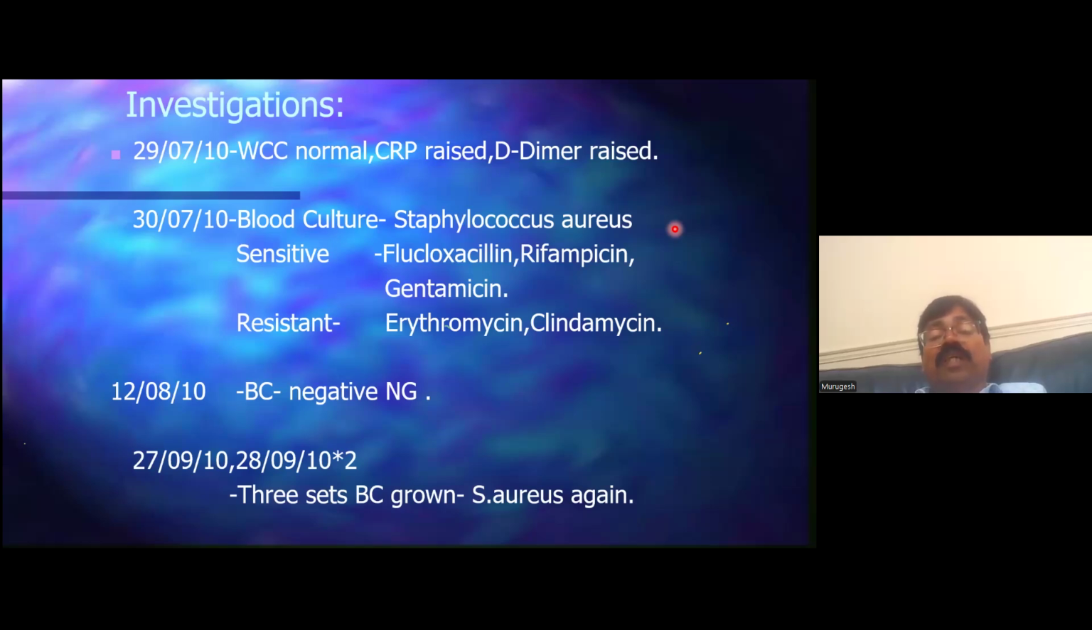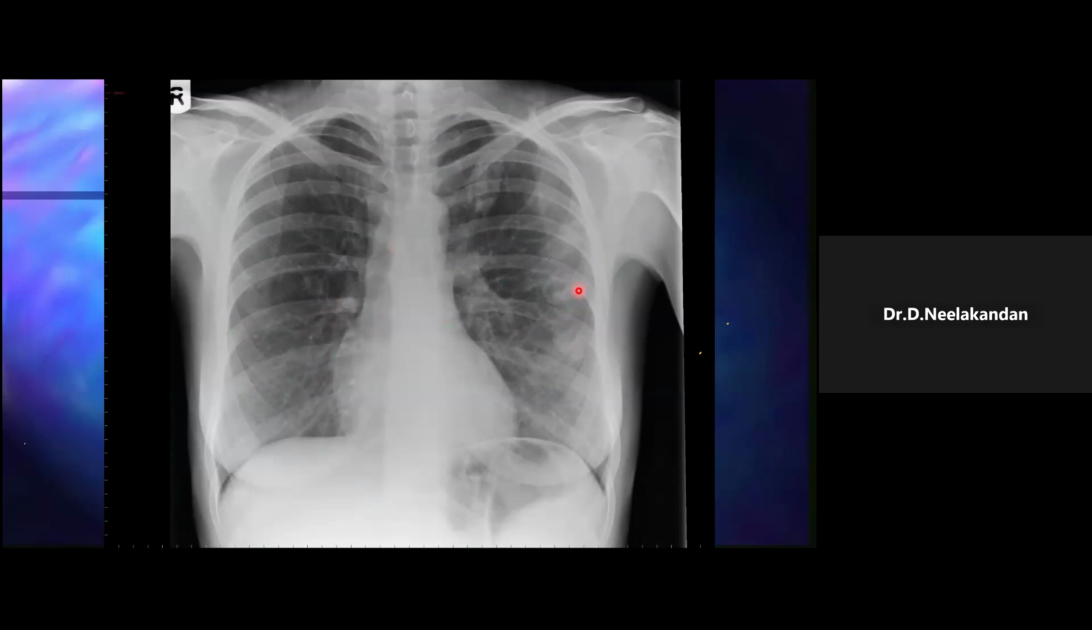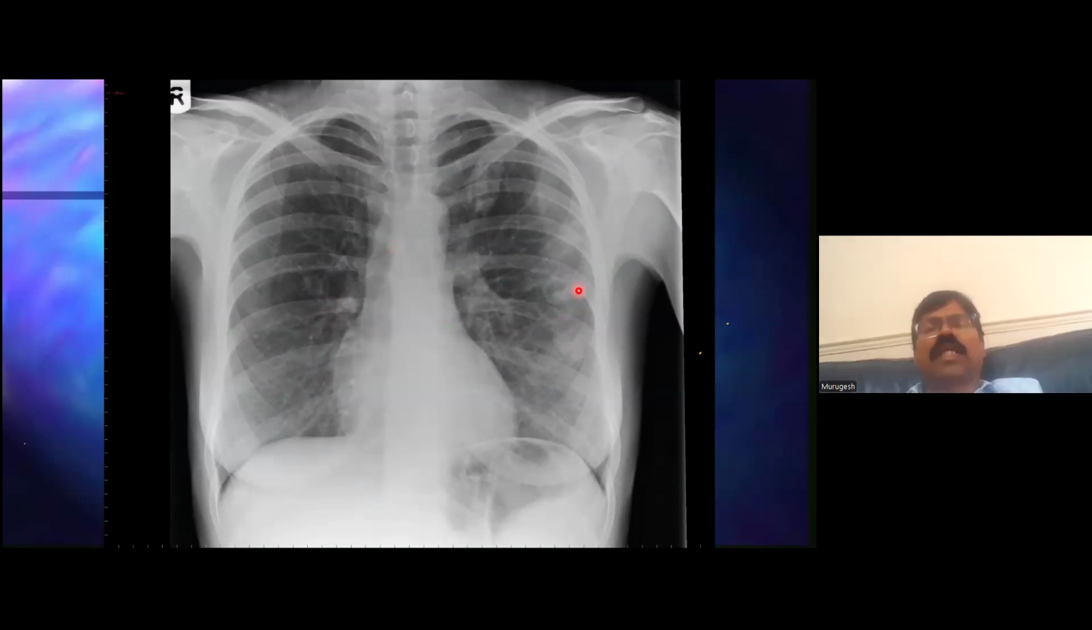And as you can see here, we had 3 sets of blood culture with Staph aureus. And this is a chest X-ray. As you can see, there is bilateral nodularity, and especially here you can see a loculated small pneumatocele. Likewise, she had bilateral nodularity. Because of this, in right-sided endocarditis, you have septic emboli going into the lungs. And you give this.